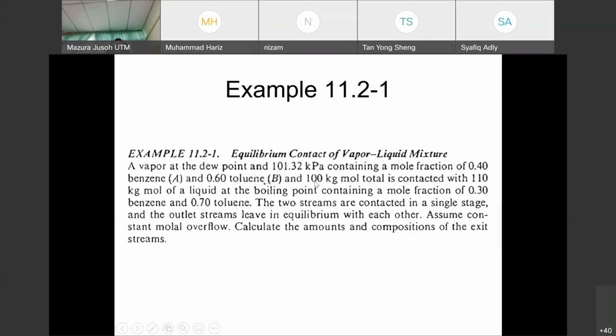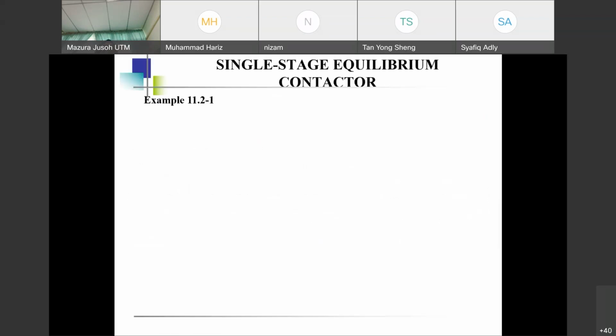Okay, this is the number of moles. Contacted with 110 kilogram mole of a liquid at the boiling point, containing a mole fraction of 30% benzene and 70% toluene. Okay, the two streams are contacted in a single stage and the outlet streams leave in equilibrium with each other. Assume constant molar overflow. Calculate the amounts and composition of the exit streams. So you need the composition as well as the amount of the exit streams.